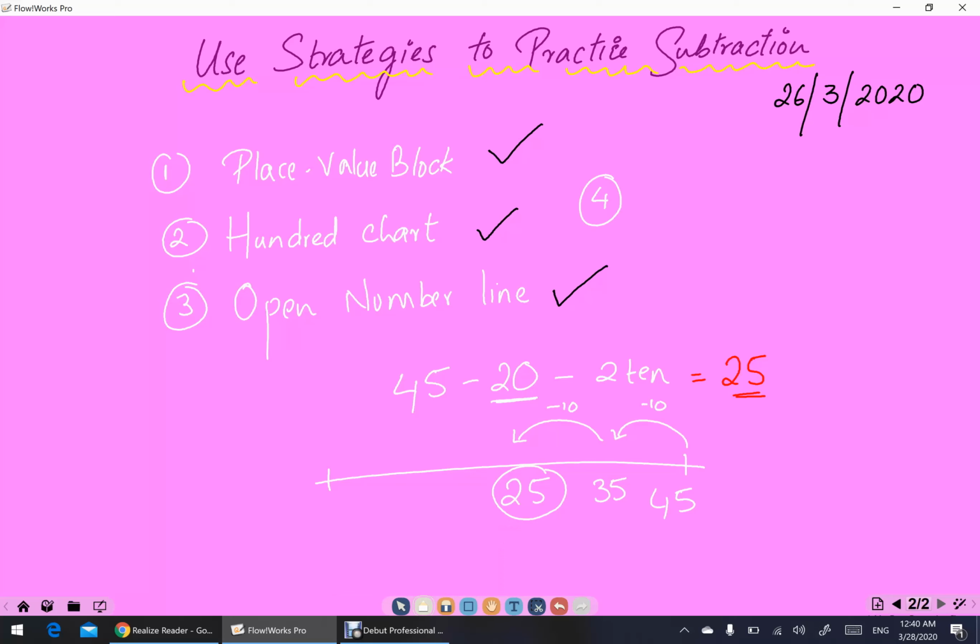Now you can use place value blocks, a 100 chart, an open number line, and one more. We learned one more strategy, if you remember. We learned think addition to subtract, right? If I want to subtract, I will add first, and then the missing addend will be the same for both equations. So basically we have 4 strategies here. Whichever strategy is easy for you, you can choose, you can apply, and you can solve the equation.